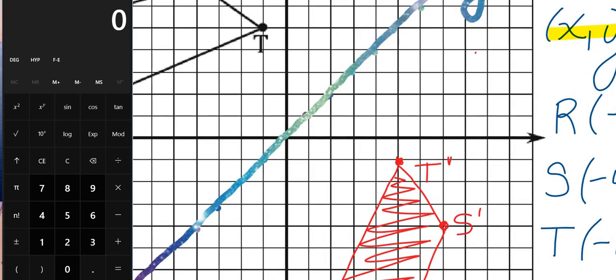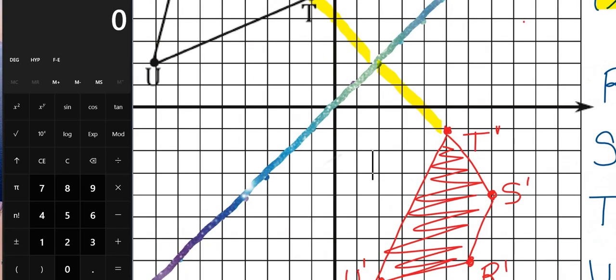So notice right now, T, if I count diagonally to get to my line of reflection, is 1, 2, 3 boxes away from the line of reflection. Now on the opposite side, if I count 3 again, I should end up at T prime. 1, 2, 3, and I do. This works for all of the points. I'll show you with U.